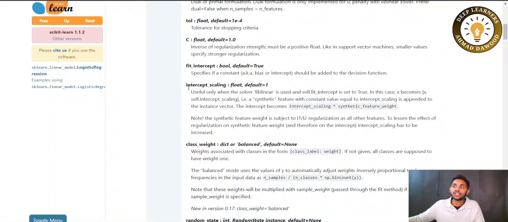Then you can also scale your intercept, intercept scaling. Okay, you should read that documentation. Anyhow, this intercept scaling is useful only when the solver you are using is liblinear and fit intercept is equal to true. Of course, when you have mentioned fit intercept is equal to true, then you can scale your intercept. So in this case, x becomes a synthetic feature with a constant value, to lessen the factor. Okay, so I will tell you here.